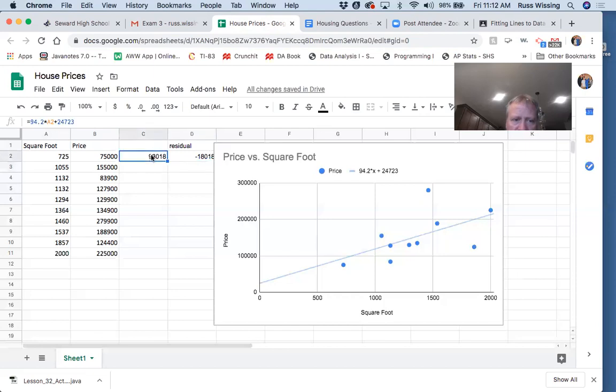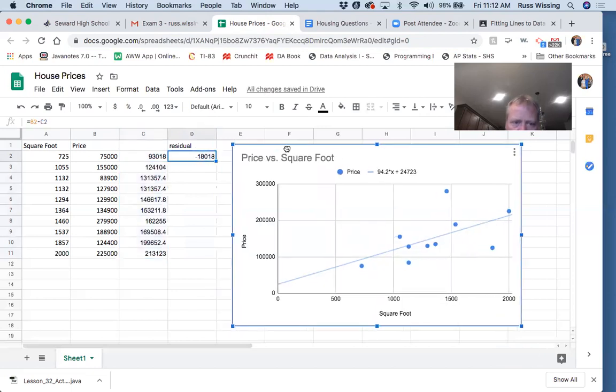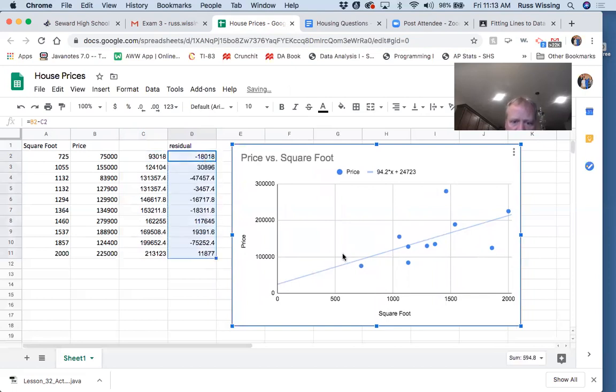Okay, so what's nice is I can go here and just fill this one down. So these are all the predicted prices all along this line. And these are all the residuals. So if you notice, that first one is below the line and it has a negative value for the residual. So if it's below the line, it should be negative. The second one over here has a positive residual, okay, because it's above the line. The next one, it's going up and down across there.